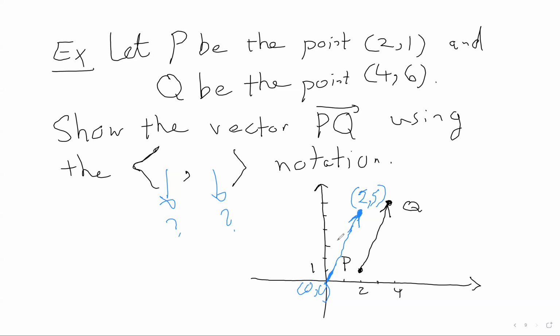So let me give a name to this vector, u. Of course, u is equal to the vector PQ. u starts from (0, 0) and ends at (2, 5). So the way that we show PQ is in this notation, where we put 2 and 5 in those blank spaces.